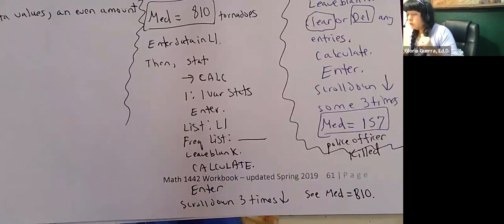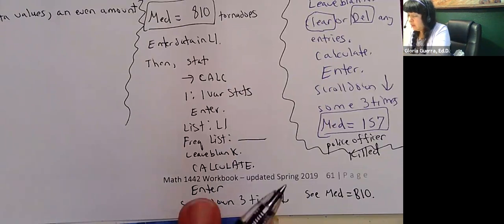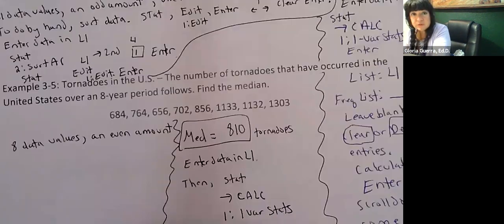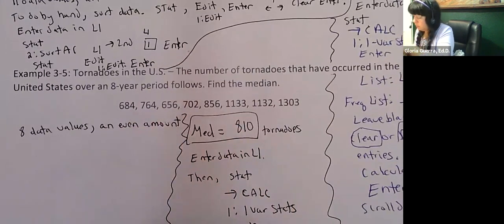So now we're going to go back and do it by hand and just show you that the calculator is doing all that. When you do it on the calculator, it's already sorting it. It's already seeing if it's an odd amount or an even amount. You just scroll down, get your answer. But if you're doing it by hand, you have to put this in order. We already put the data in there, so I'm going to sort it.